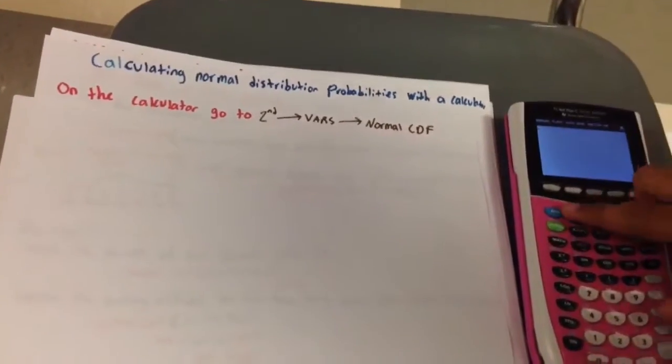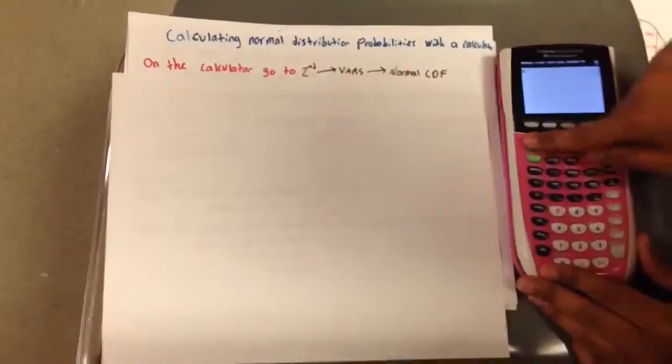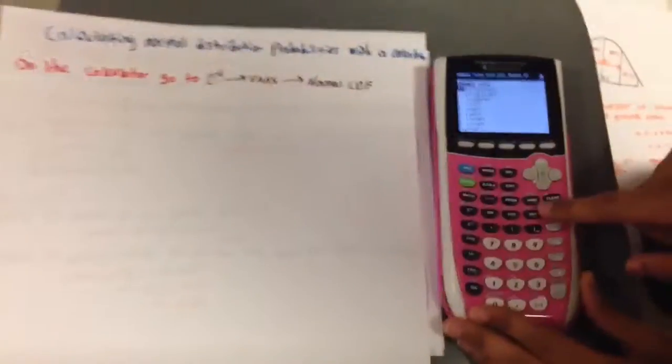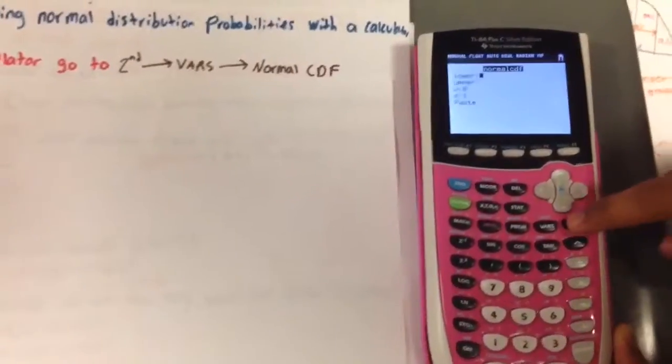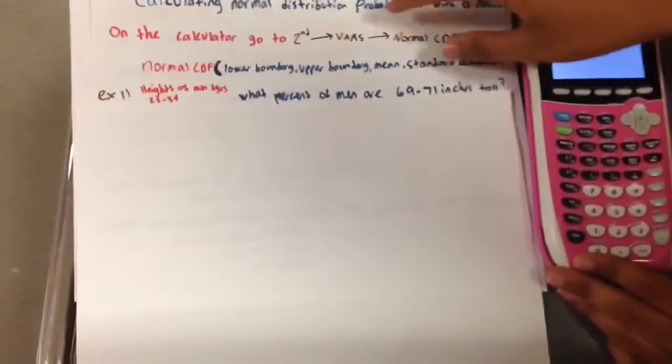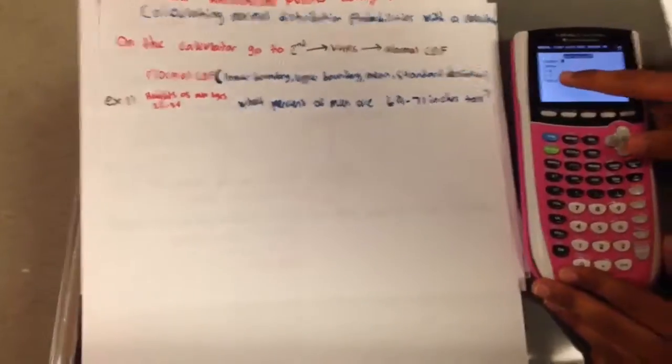So to calculate normal distribution probabilities with the calculator, go to second vars and to normal CDF. And let's look at it: there's lower boundary, upper boundary, mean, and standard deviation.